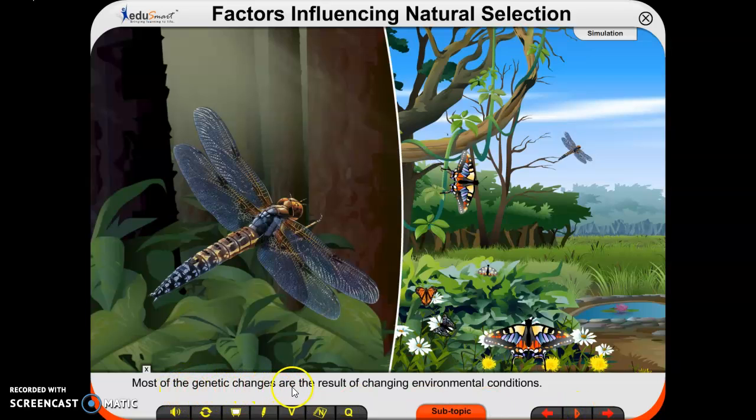So most of the genetic changes are the result of changing environmental conditions. Something is happening in their environment which is causing some of the organisms to be killed off and some of the organisms to have beneficial traits that allow them to survive.